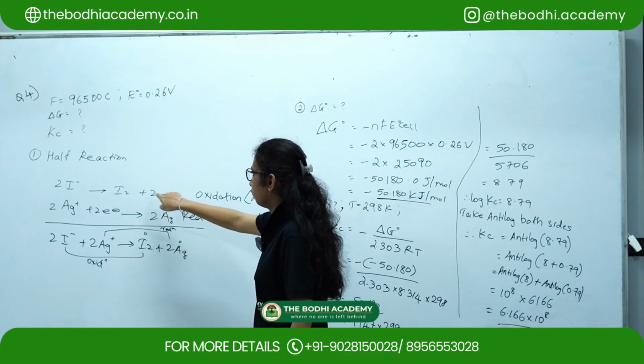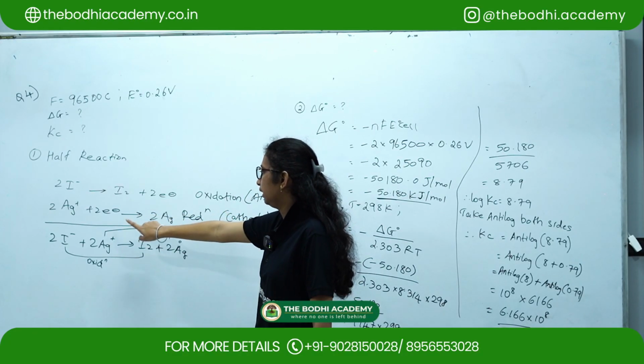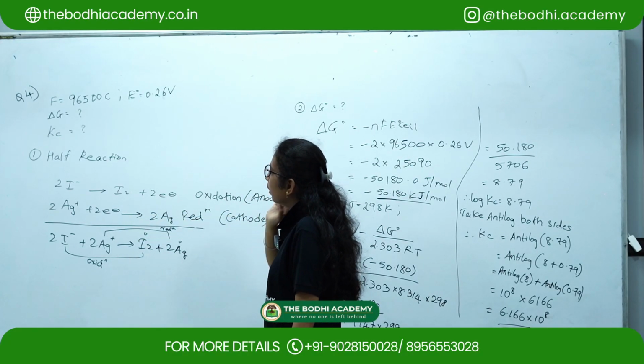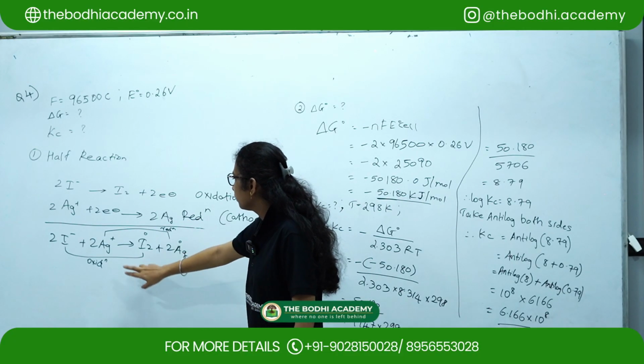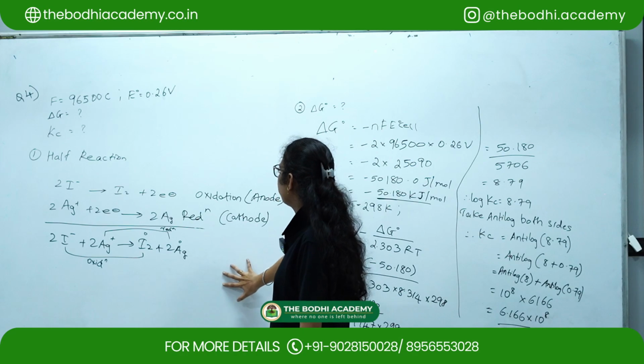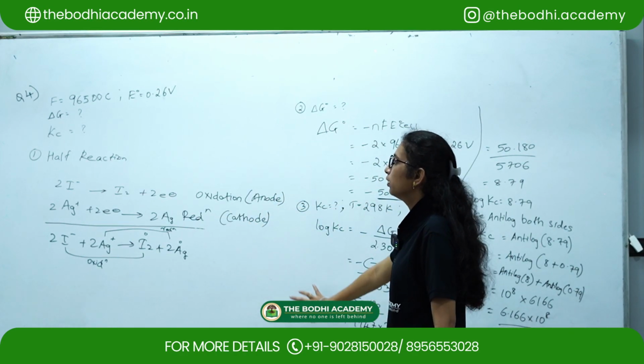Iodine undergoes oxidation from minus 1 to 0. And Ag plus to 0, so this is undergoing reduction. Okay. So this is the overall reaction. This is a half cell reaction. Oxidation occurs at the anode, reduction occurs at the cathode. This is the first step.